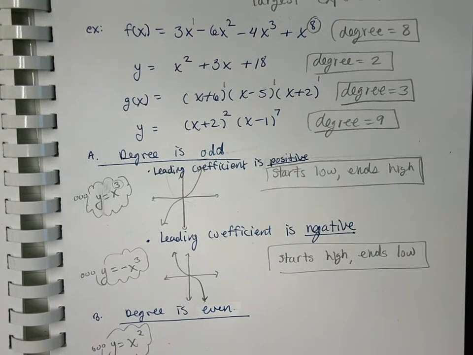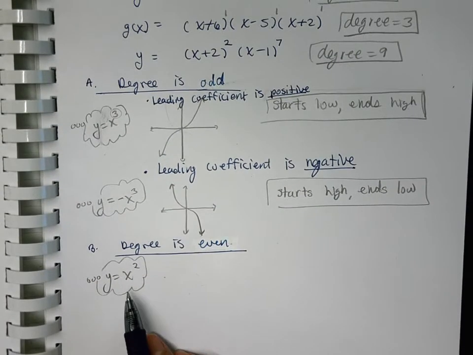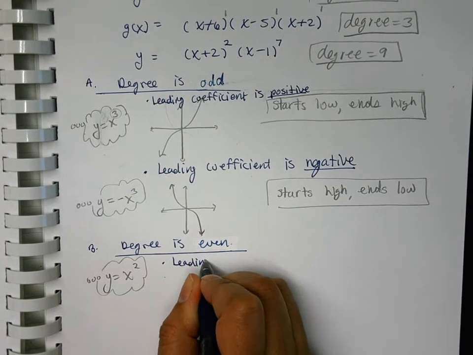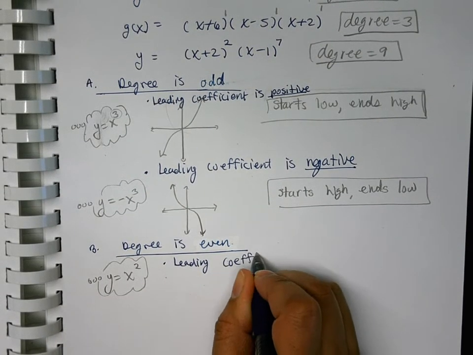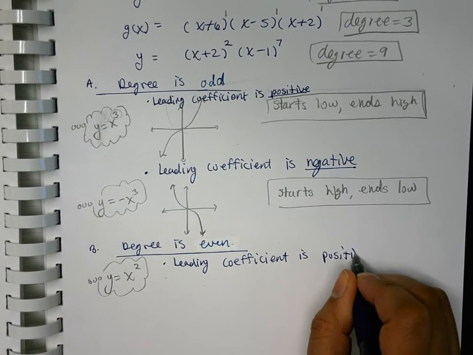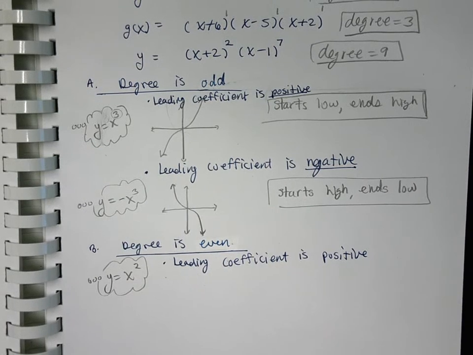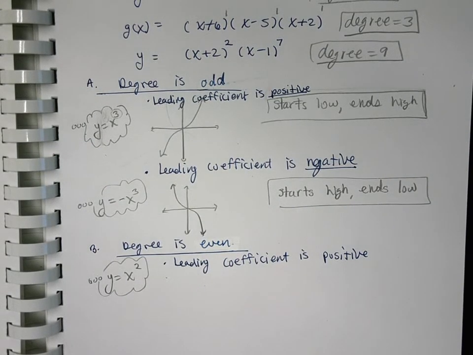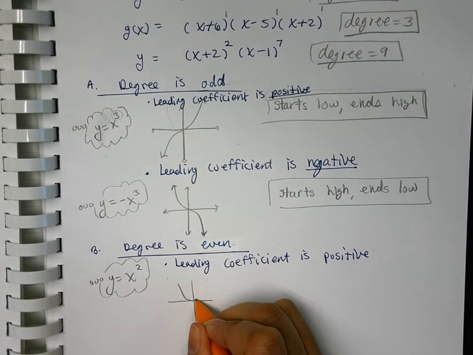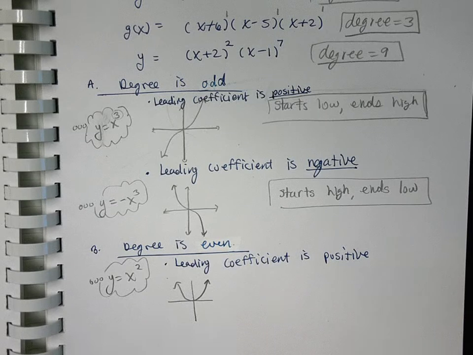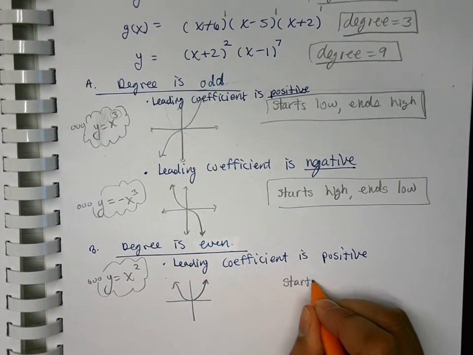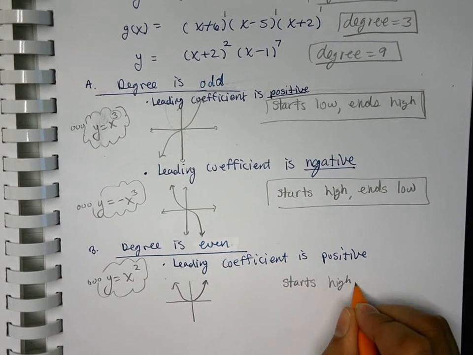Yes. And I need to put here, if it's y equals x squared, what's my leading coefficient? Positive. So the degree is even and the leading coefficient is positive. What happens with this parabola if it's positive x squared? Opens up or opens down? Up. So what would I say about the end behavior? It starts high and ends high.